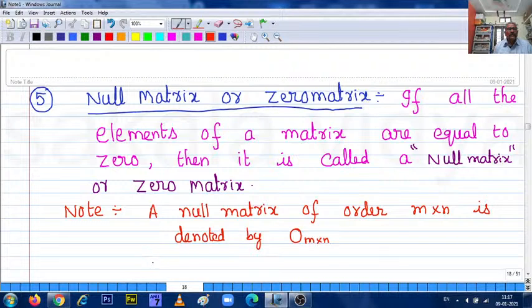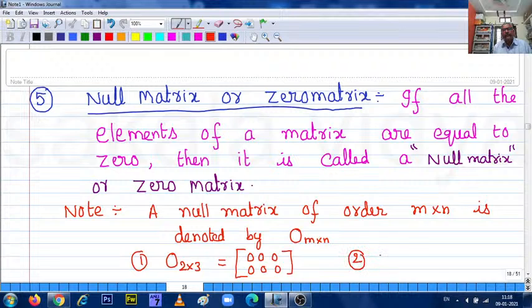So that means, for example, say O 2 by 3. O 2 by 3 means you need to write like this: 2 rows and 3 columns, which means 0, 0, 0, 0, 0, 0. This is one example. O 2 by 2 means 2 rows and 2 columns: 0, 0, 0, 0. Like this. This order depends upon the context itself only. It changes problem to problem.